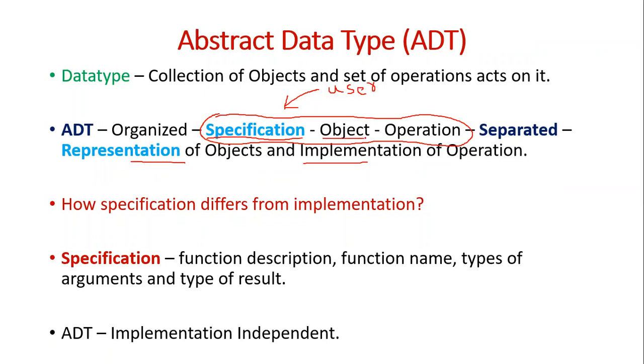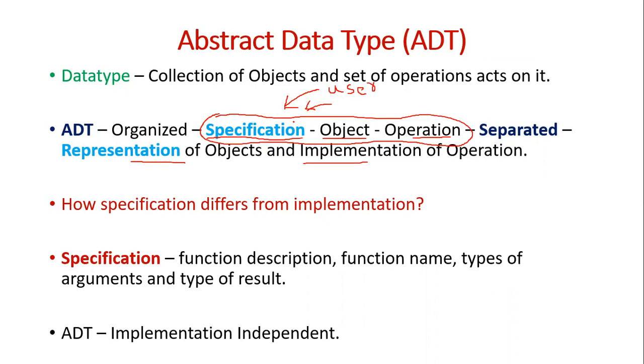Okay, and specification of the object and specification of the operation, and also he wants to know what the typical operations are that can be performed on the data type. From the user specification, the user needs only these two pieces of information.